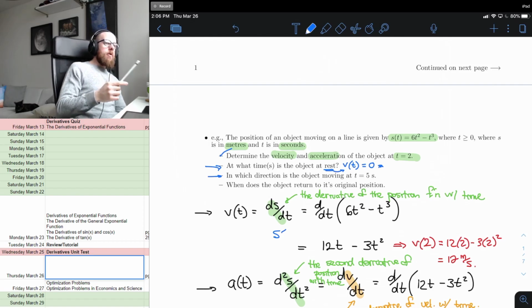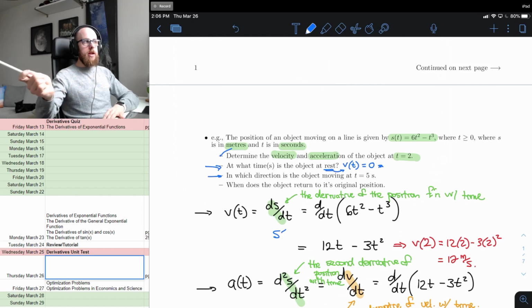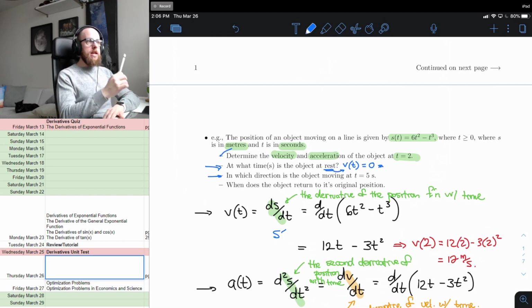So what we have to remember is that this object is moving along a straight line, right? So it's doing something like this, right? It's oscillating back and forth or something. We can see here it's some sort of cubic function, right? Now, when it's moving to the right, let's say to the right is positive, that tells us that the velocity of the object is going to be a positive number. So when the object's moving to the right, the velocity is going to be positive, and when the object is moving back to the left, the velocity is going to be negative.